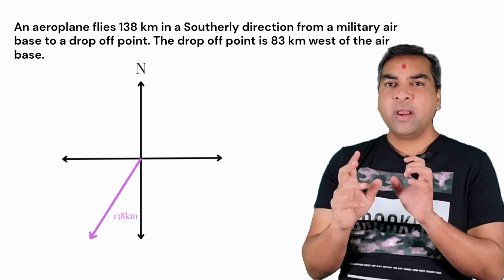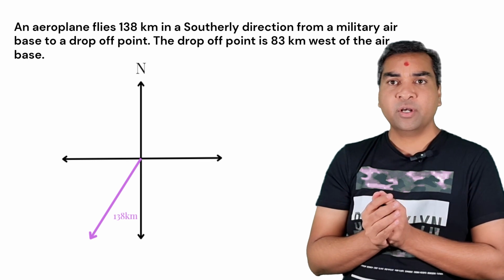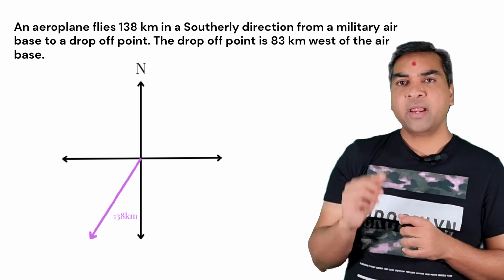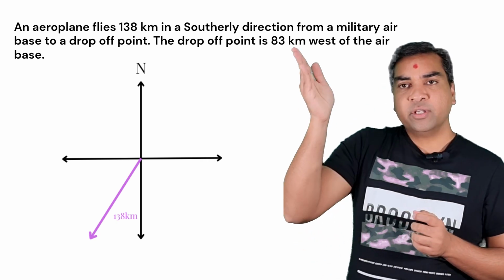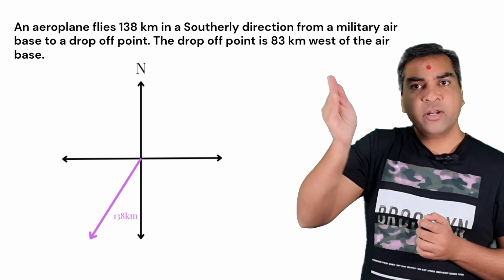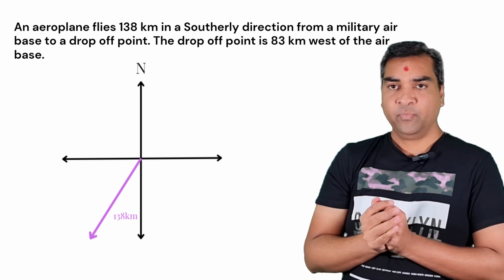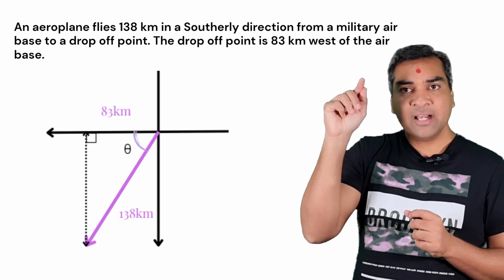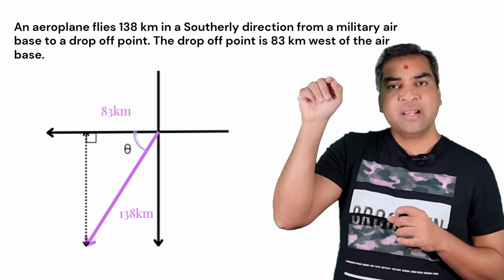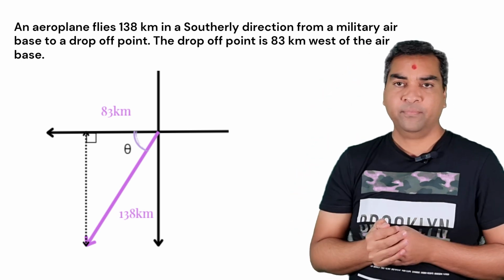Now I can try to make my little triangle because I do know my drop-off point is 83 kilometers west of the military airbase. So that horizontal line is going to be 83. And the distance travelled by the plane is 138 kilometers. So this slant line, or the hypotenuse of the triangle, is going to be 138. Now I'm going to make one small angle with the west direction, and that angle I don't know. So I'm going to call this angle theta.